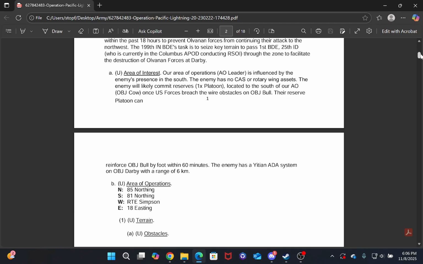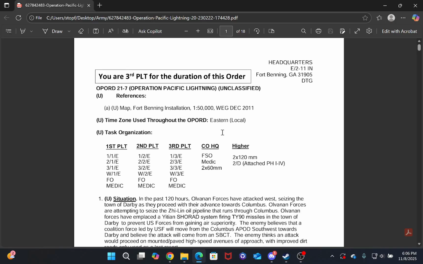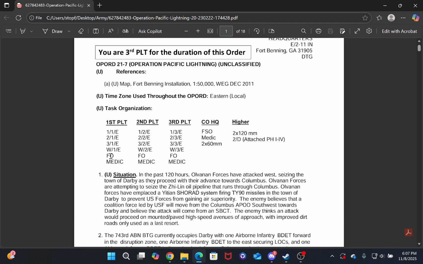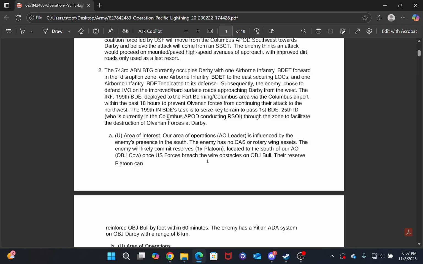Before we get into the slide deck, this is just what the actual operation order will look like. Since this is for training, a real one will not have your third platoon. You should know as the PL what platoon you're part of, obviously. But this is what it's going to look like.